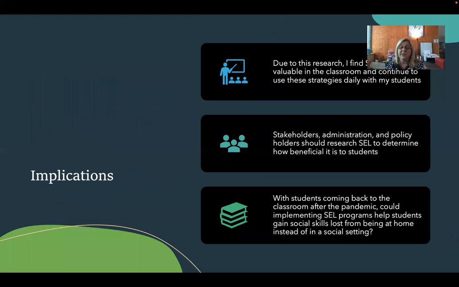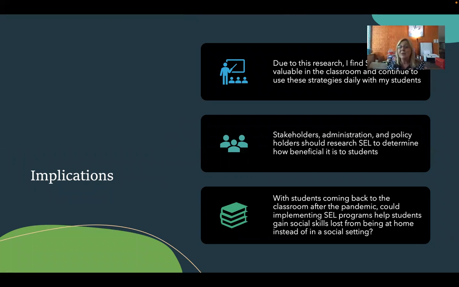And so due to this research, more implications are that I find SEL strategies highly valuable in the classroom. I teach kindergarten now. I continue to use these strategies daily with my students and teach these lessons. I know that SEL is kind of controversial right now. Some people don't want it taught, but I do believe that if stakeholders and administrators and policyholders would research it, they would determine that it is beneficial.